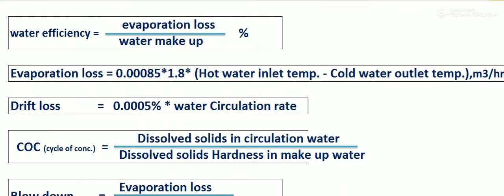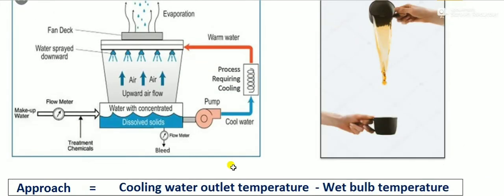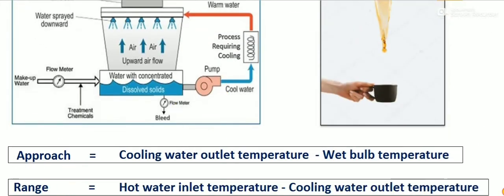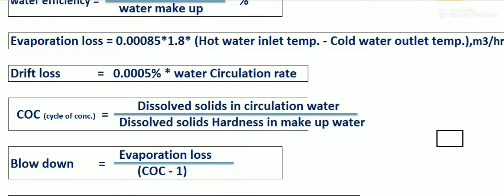Then cycle of concentration, this formula is required to calculate the blowdown. It is dissolved solids in circulation water divided by dissolved solids in makeup water. That is the fresh water we are adding, versus how much dissolved solids is in the circulating water. Normally we take calcium hardness for the dissolved solids; previously we took chlorides. Anything can be taken. Blowdown is equal to evaporation loss divided by (COC, cycle of concentration, minus 1).